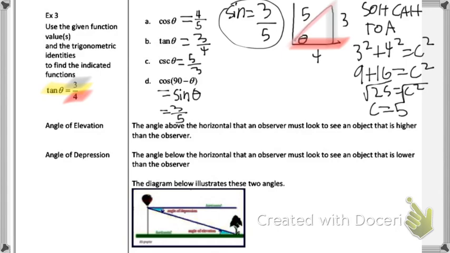Angle of elevation, angle of depression. The angle above the horizontal that an observer must look to see an object that is higher than the observer is the angle of elevation. An angle of depression is the angle below the horizontal that an observer must look to see an object that is lower than the observer. So let's highlight. This side over here is the angle of depression because it's going down. Whenever you feel down, you feel depressed. So this is the angle of depression.